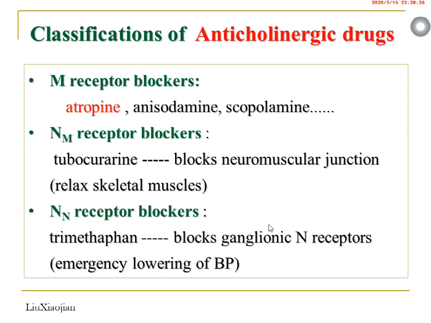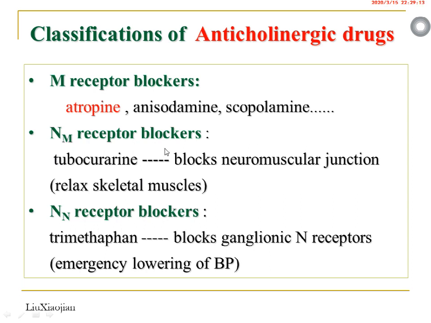Based on the specificity of the drugs to the receptors, anticholinergic drugs can be divided into ion receptor blockers and receptor blockers. Antagonists of some receptors can also be called receptor blockers. So anticholinergic drugs can be called cholinoreceptor blockers. Atropine is the representative drug in this group. You will also study anisodamine, scopolamine, and other synthetic agents.